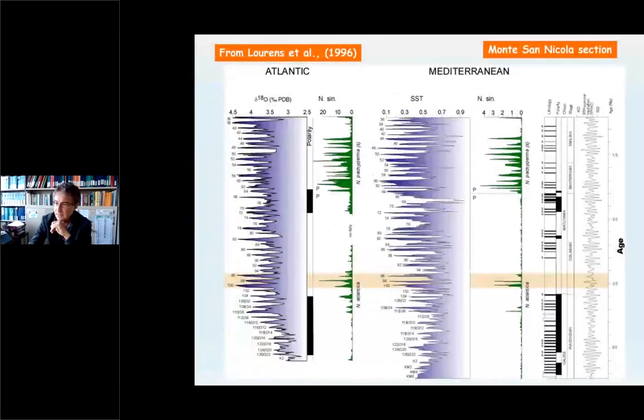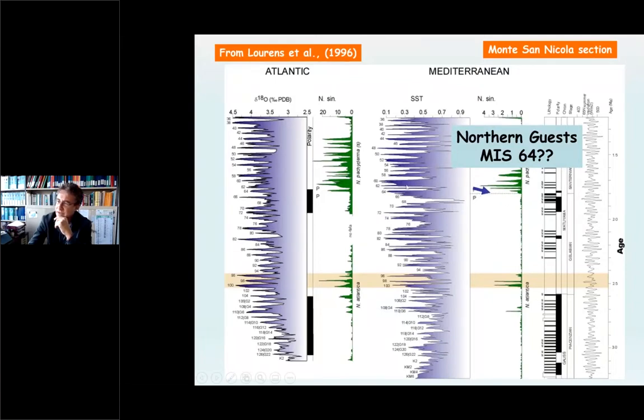In particular, this species has been described around MIS 64, but sometimes Arctica islandica occurs before, because we also have cooling events before 64. So it's not easy to recognize the base of the Pleistocene, of the Calabrian, by using Arctica islandica. For this reason, people proposed to use the Neogloboquadrina pachyderma sinistral form that started in MIS 64.